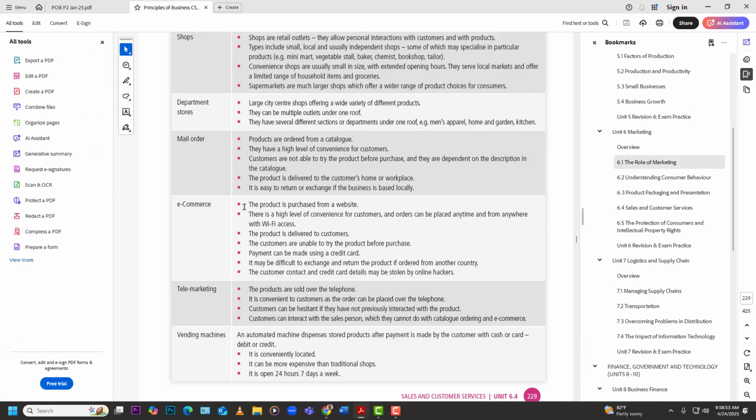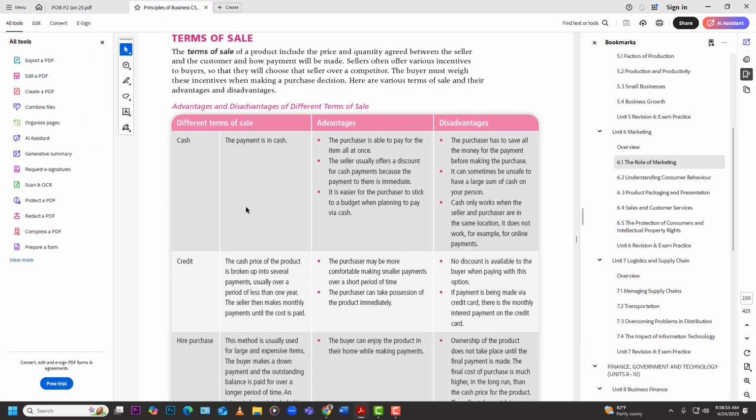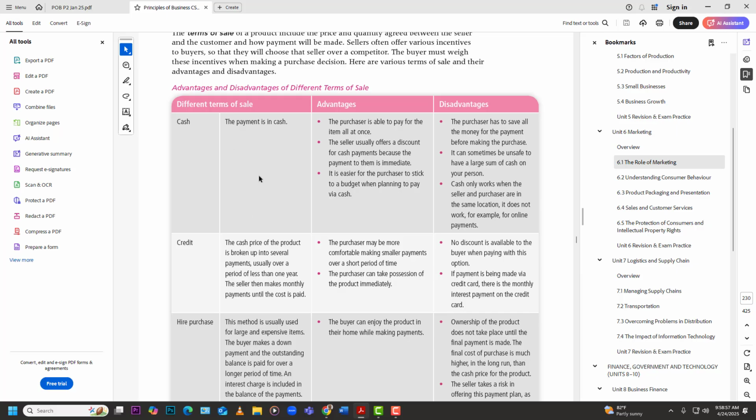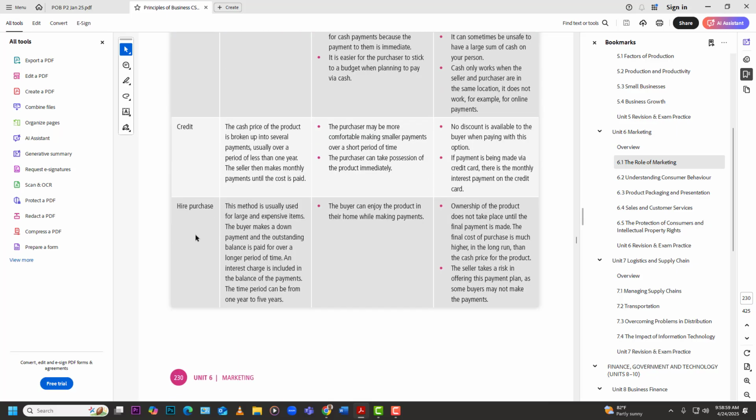So again, same chapter, just a table down, different terms of sale. You have hire purchase right here. This method is usually used for large and expensive items. The buyer makes a down payment and the outstanding balance is paid for over a longer period of time. An interest charge is included in the balance of payment. The time period can be from 1 year to 5 years.